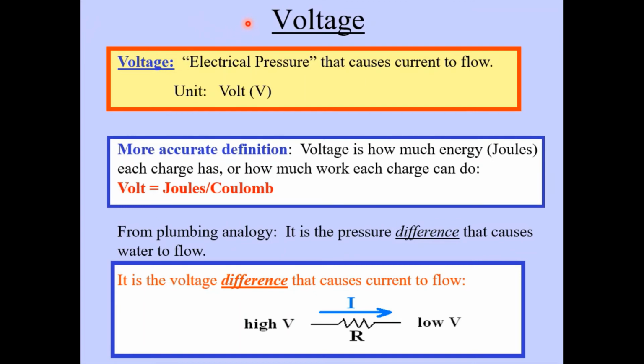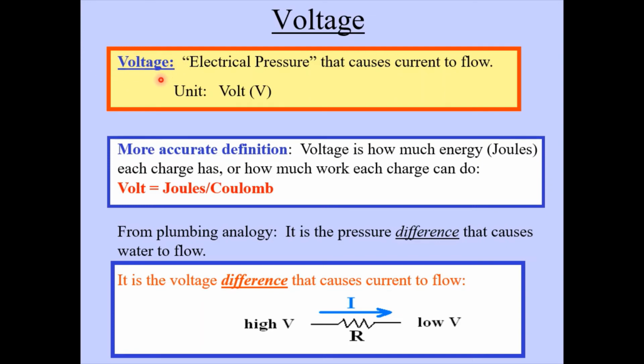So far in our discussion of electric circuits, we've talked about current, which is the flow of charge, and we've talked about resistance, which is the resistance to the current to flow. The third thing that we need to talk about is called voltage. And voltage, you can sort of think of it loosely as electrical pressure that causes current to flow. So remember, in our circuit diagram, instead of a pump to pump water, we put a battery to pump electricity or pump charge. And the way the battery does this is by creating a voltage.